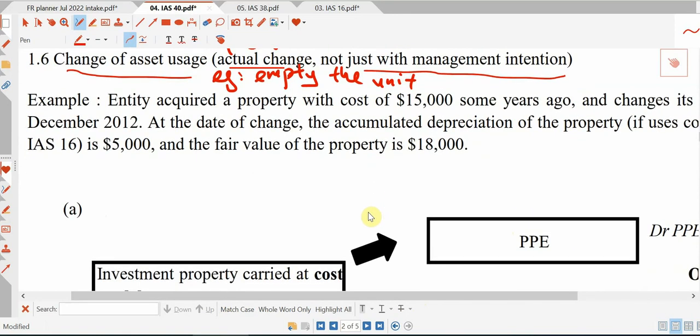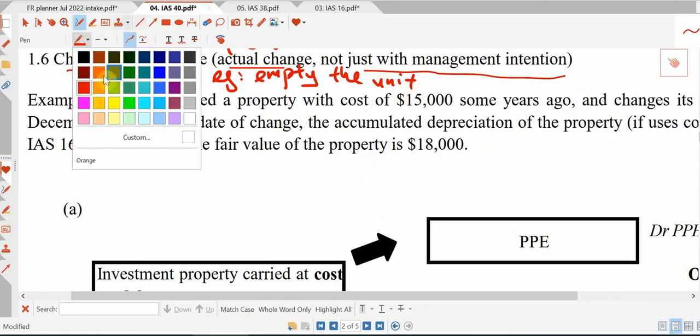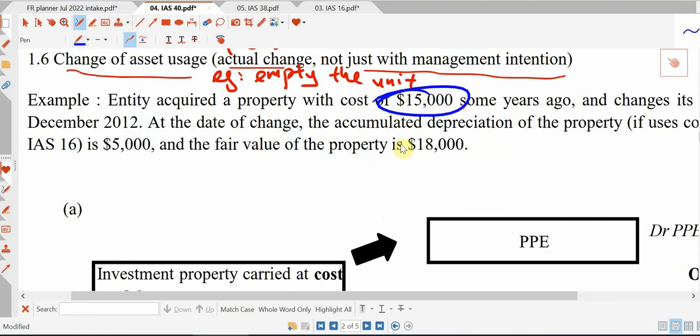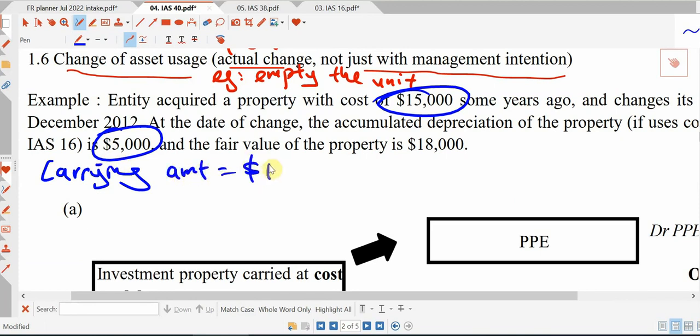for PPE is $5,000. Now, if I circle these two figures for you to see, in blue color, this one is cost, and this is the accumulated depreciation. That means the carrying amount is $10,000. So the net book value is $10,000 at the moment when they change the usage for the asset. And the fair value, the market price of the property, is $18,000 at the point of changing the usage. So how can all these figures help me?